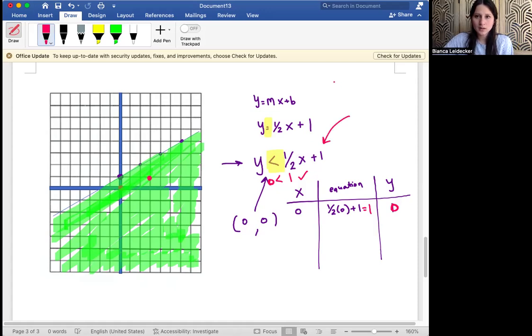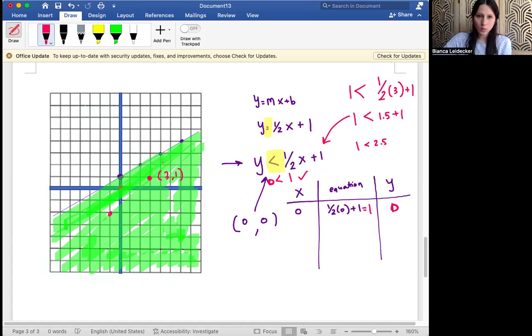You could pick another point like 3, 1 and put it in place of x and y in your equation. This point would be 3, 1, so 1 would be in place of y: 1 is less than 1/2 times 3 plus 1. We're going to check to see if this is true. Bring the 1 down, is less than 1.5 plus 1, which would be 2.5. And 2.5 is in fact greater than 1. So any point that we pick on this bottom half of this line is a potential solution for this inequality.